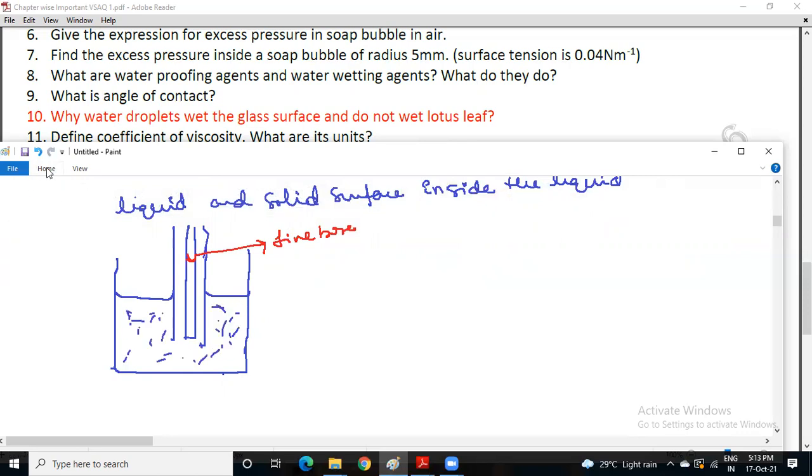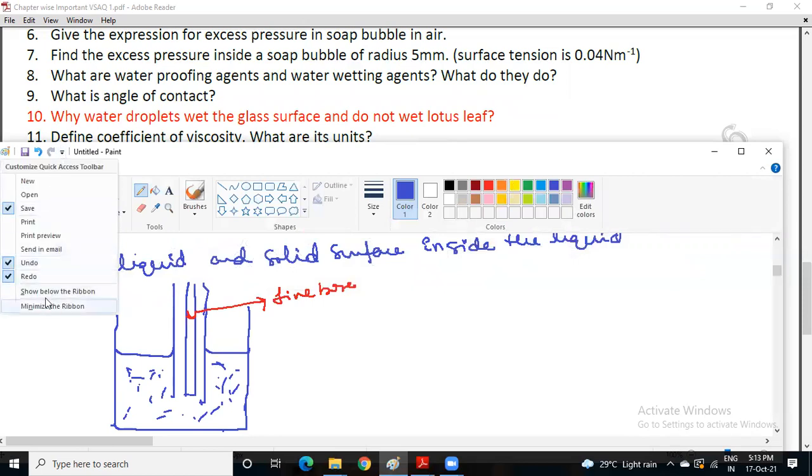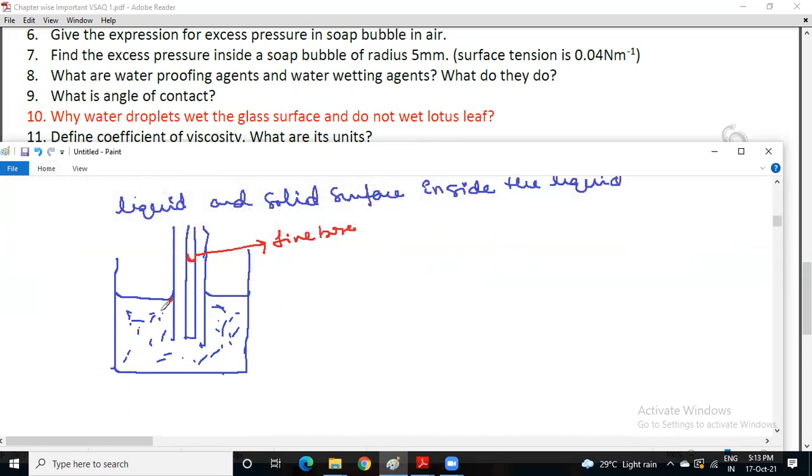Now, how to draw angle of contact? This is the angle of contact here. So this is the tangent, this is theta. So this is the angle of contact. If it is water, the angle of contact will be less than 90.